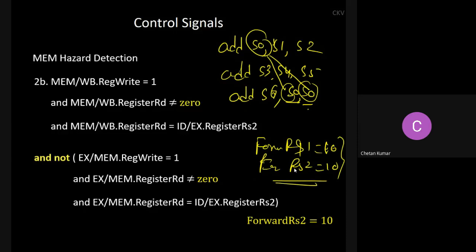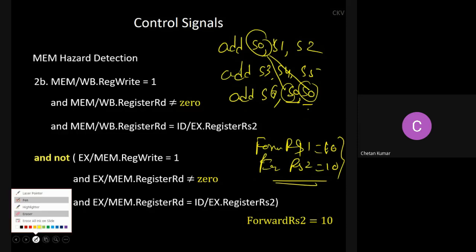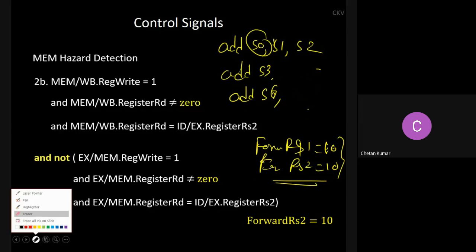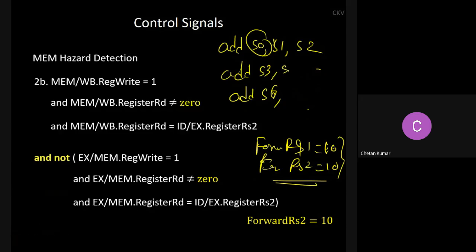There are some extreme, different cases that might also occur. Based on that, you should be able to tell me the condition for RS. Let me give you an example. Let me say that here you have S0, S3, S4 and S0. Can you tell me what will be the case of forward RS1 and forward RS2?